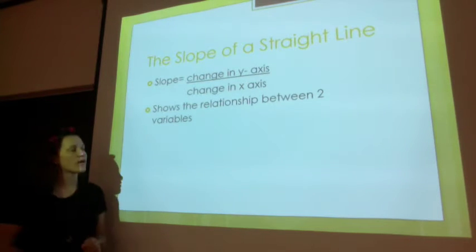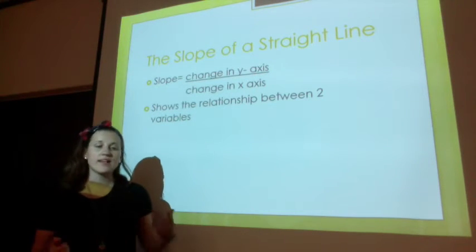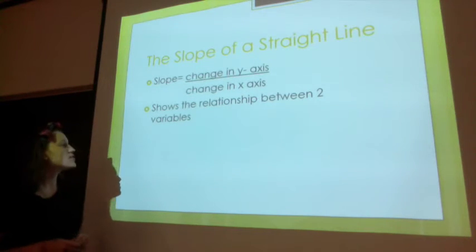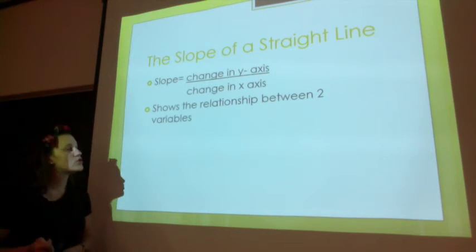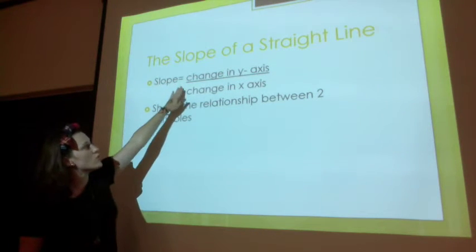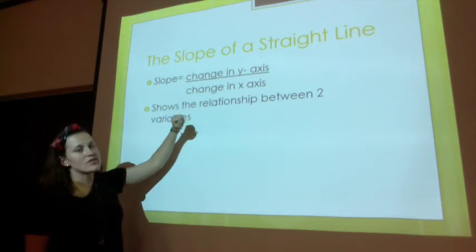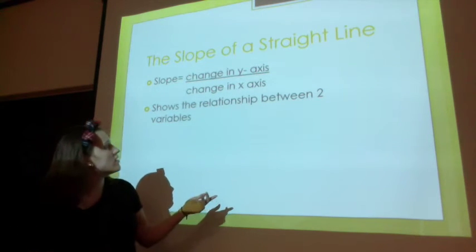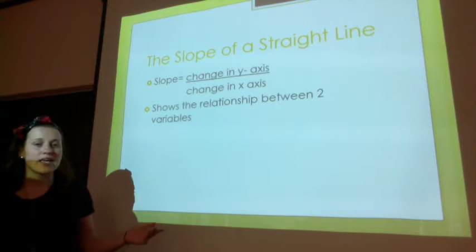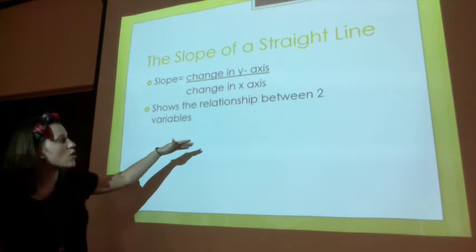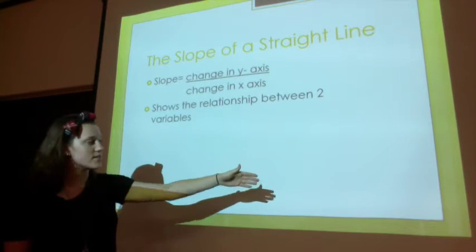So first we're going to talk about how to find the slope of a line. Finding the slope of a line will really help you understand how the graph works. The slope shows the relationship between 2 variables, and you can find the slope by finding the change in the y-axis divided by the change in the x-axis. This can also be remembered by saying rise over run, so how much the graph rises over how much the graph runs.